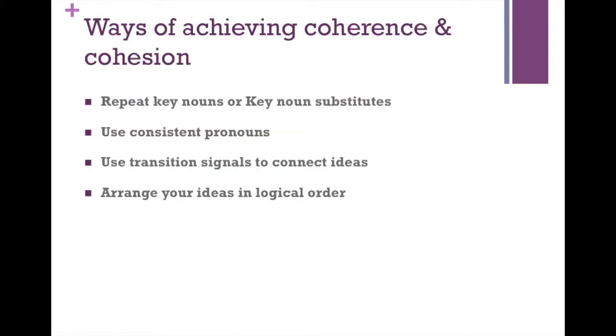There are 4 ways to make your writing more coherent and cohesive. The first one is to repeat key nouns or key noun substitutes. The second is to use consistent pronouns. And the third is to use transition signals to connect ideas. The fourth is to arrange your ideas in logical order. In the following slides, I will explain each based on example sentences.